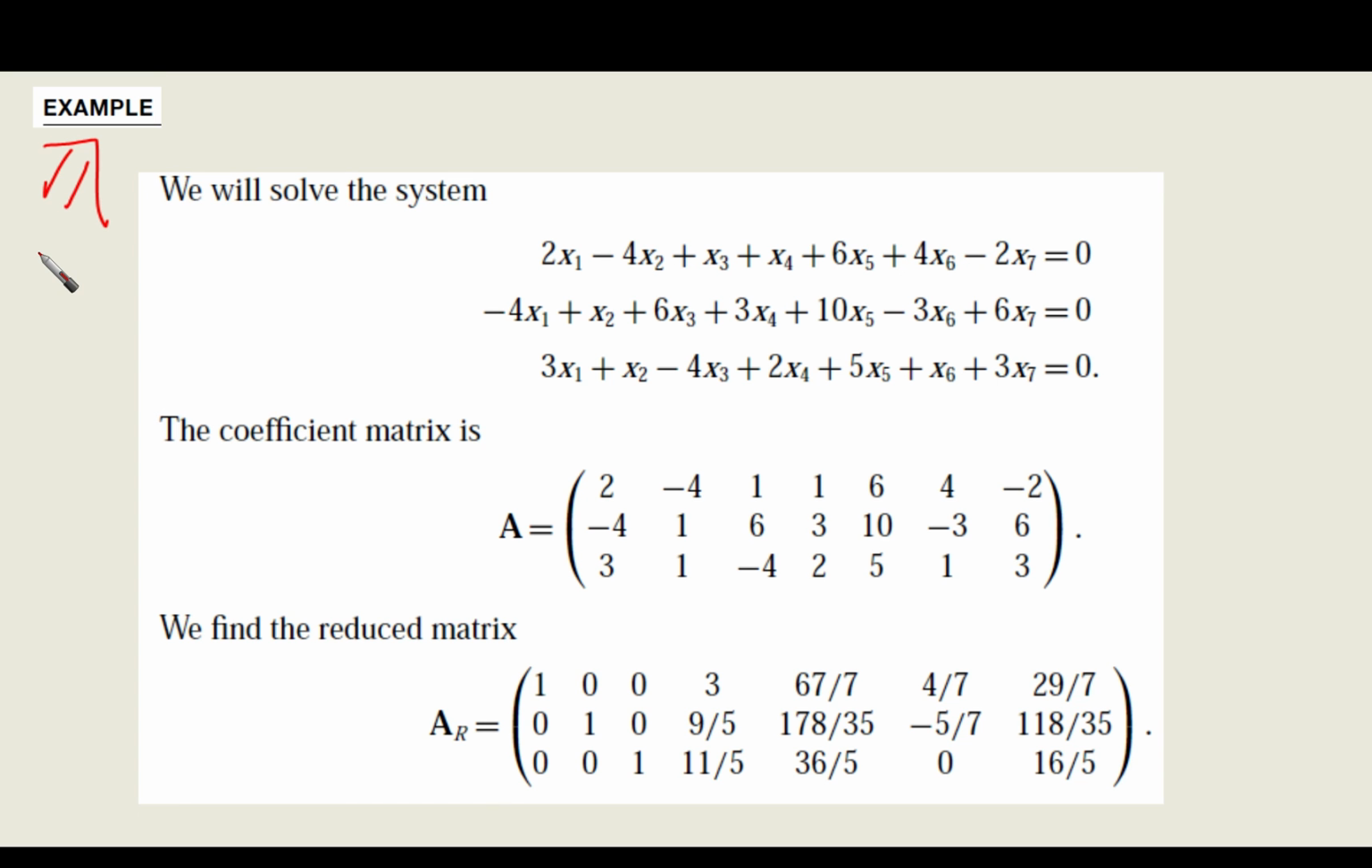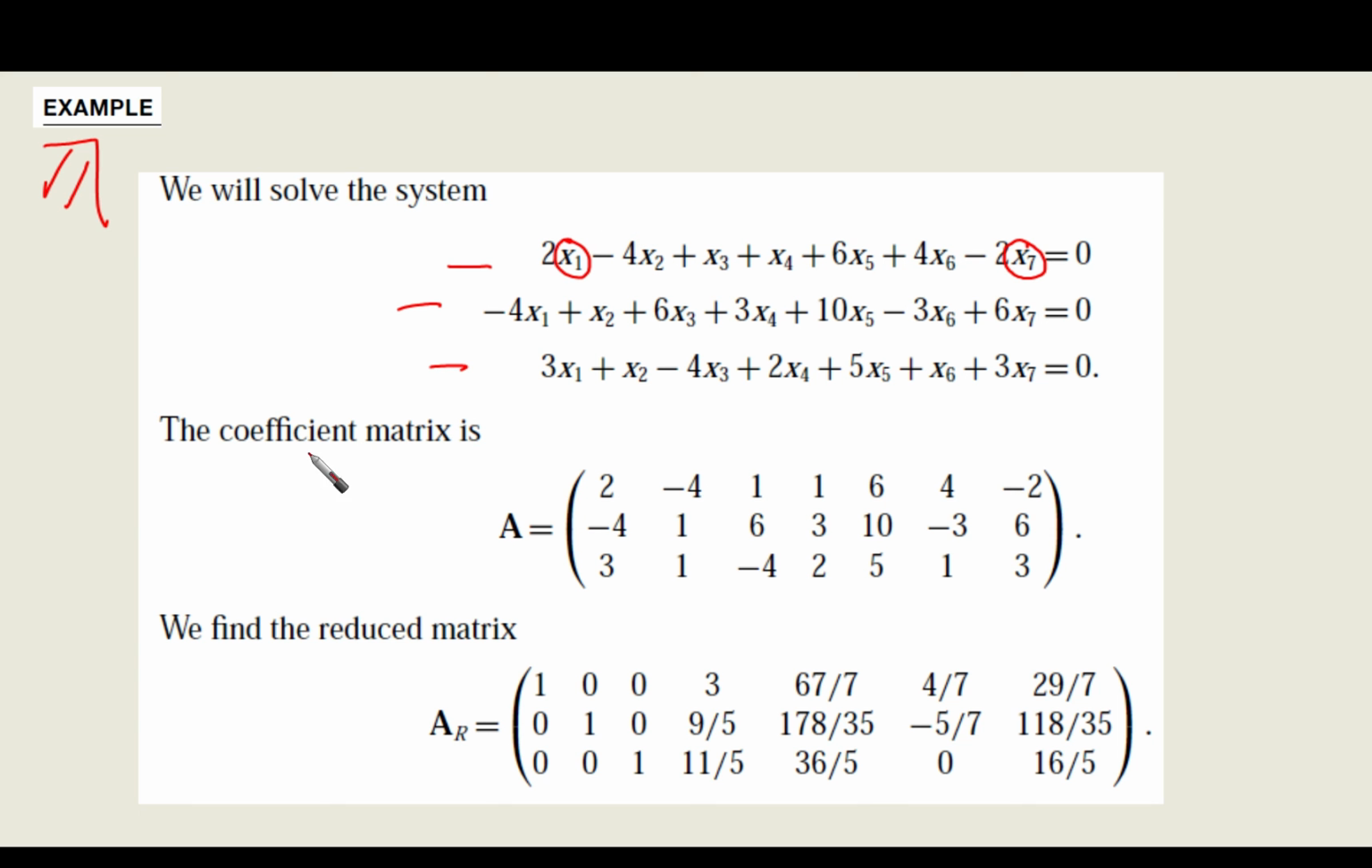Now let's go to the next part and solve another example to get familiar with what we have done. We will solve this system. This is a very long system: we are starting from x1 and ending with x7, so the number of unknowns is 7. The number of equations is only 3, as you can see.